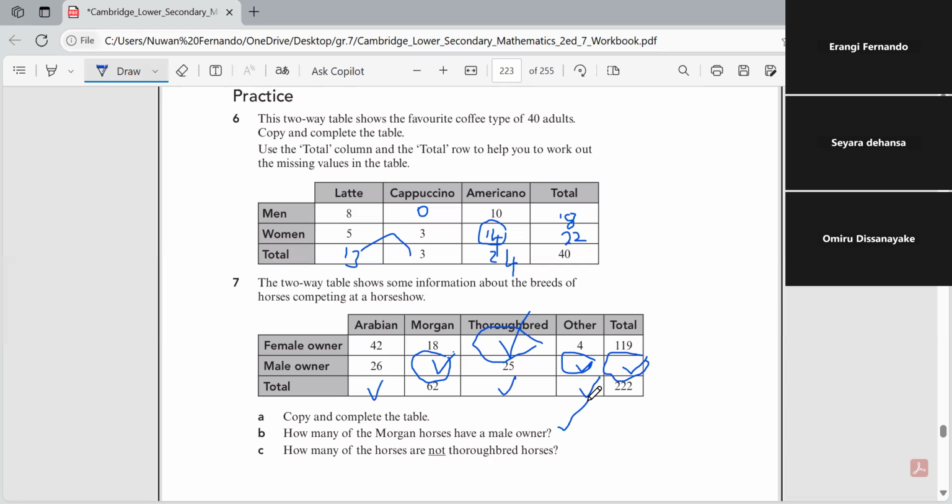The last one. How many of the horses are not thoroughbred horses? Are not. Yes, not. 103 plus 119. What is the answer? 222. No. What is the answer in that? Are not.